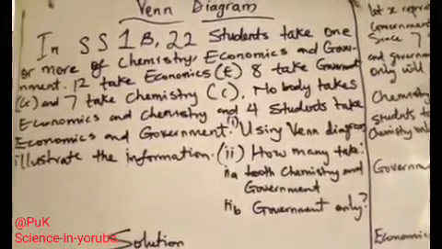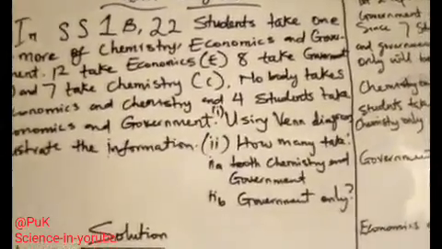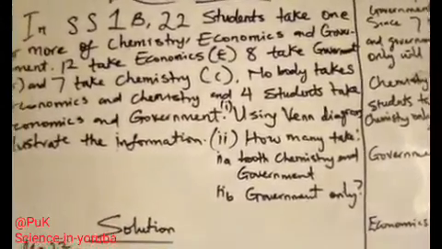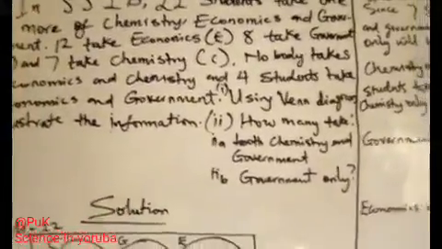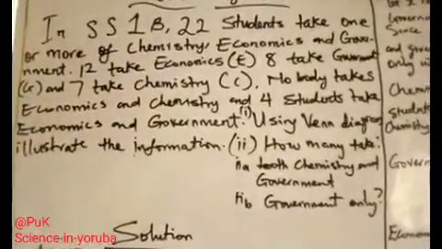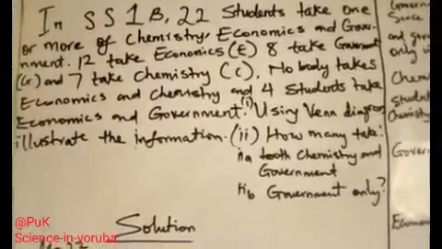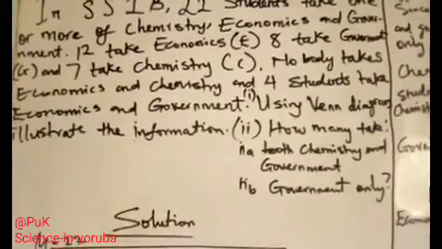Use the Venn diagram to illustrate the information. And 2, how many take both chemistry and government, and how many take government only. From the question, E represents economics, G will represent government, while C will represent chemistry.